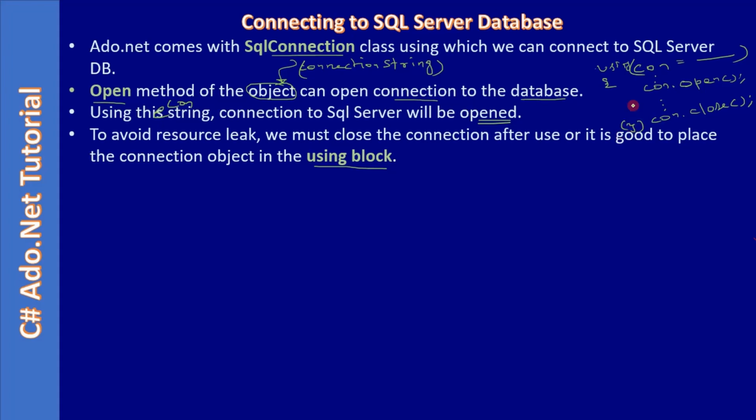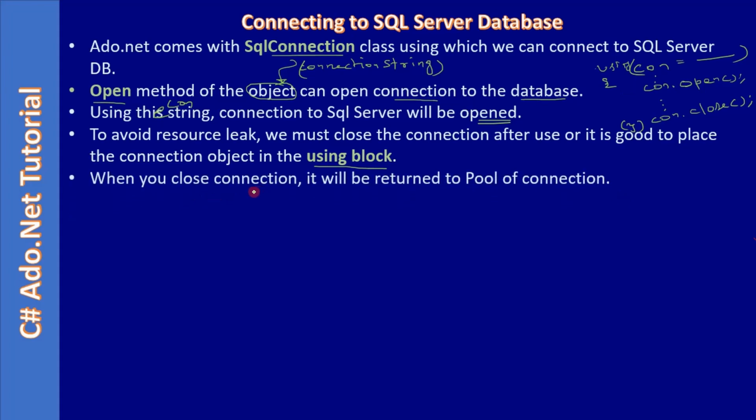So you can use the using block for any object that requires a closure. Say for example, in future we will be using the reader classes or command objects. For all those you can use the using block.